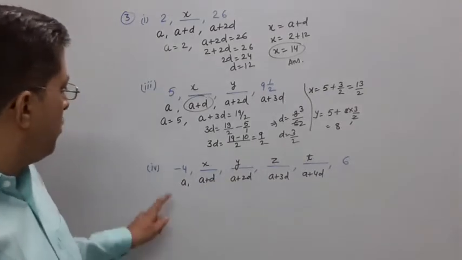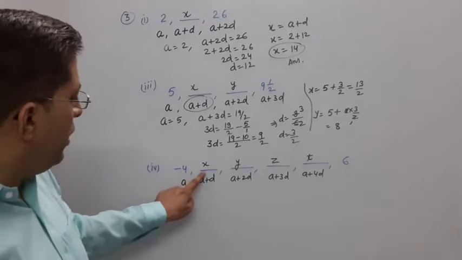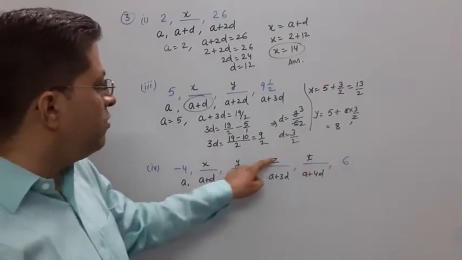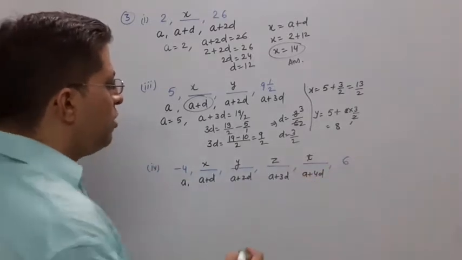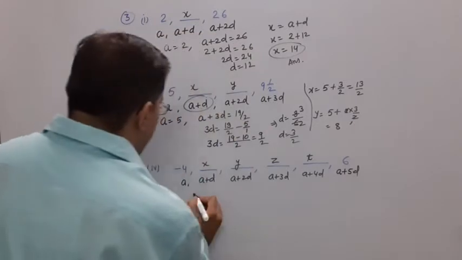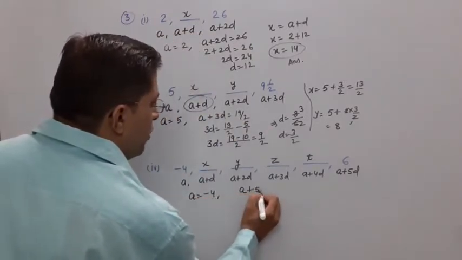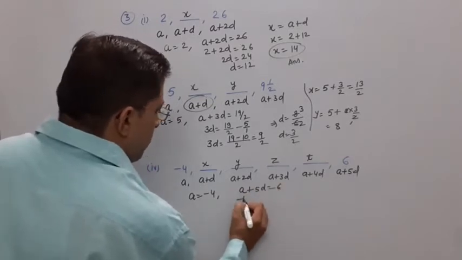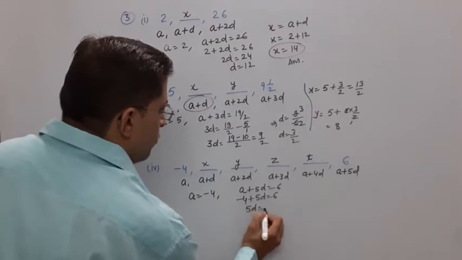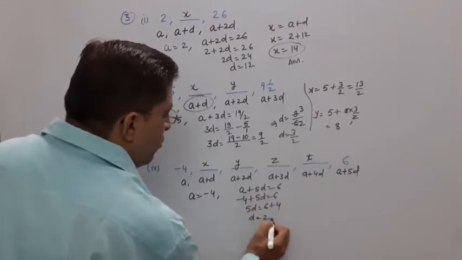Next one. One more. Minus 4, and these 4 are blank. Let's say these are x, y, z and t. And the last term is given to you, A plus 5D. A is minus 4 and A plus 5D is equal to 6. Minus 4 is here. 6 plus 4 is 10. Then D will be 2.